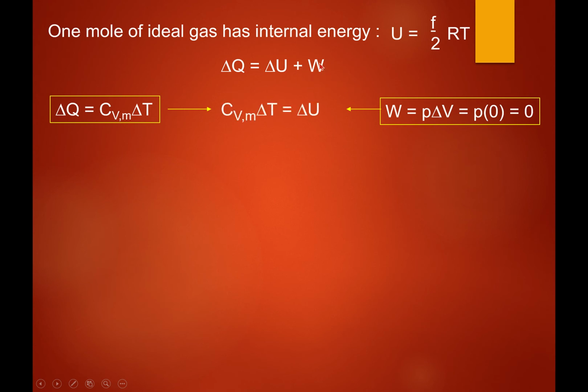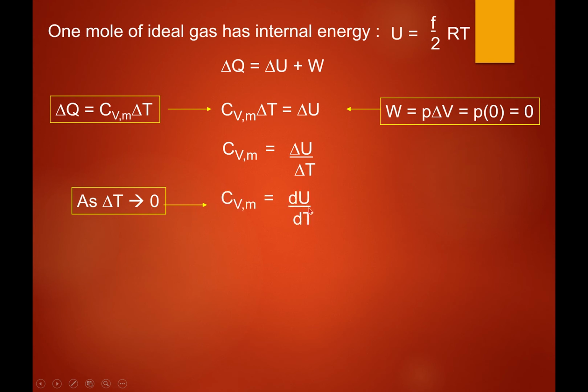Now if the work is 0, the equation becomes CVM delta T equals the internal energy change, delta U. So we rearrange the equation to become CVM equals delta U per delta T. This means the change in internal energy divided by the change in temperature. As the change in temperature approaches 0, we can write CVM equals dU by dT.